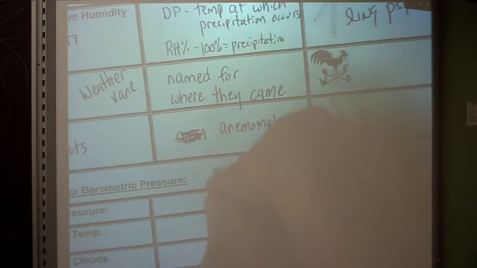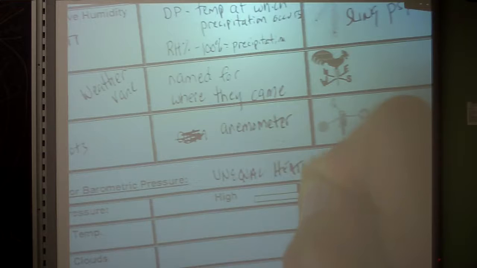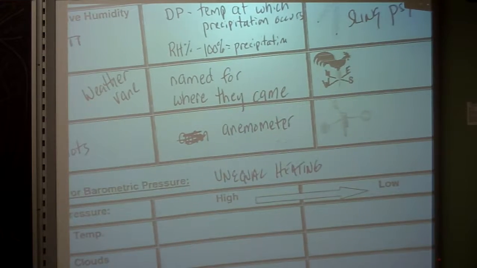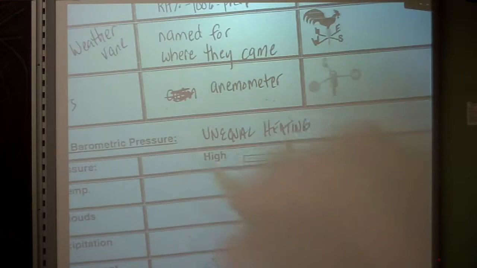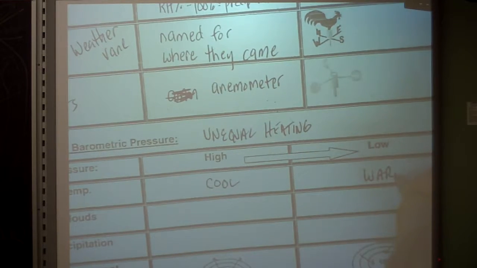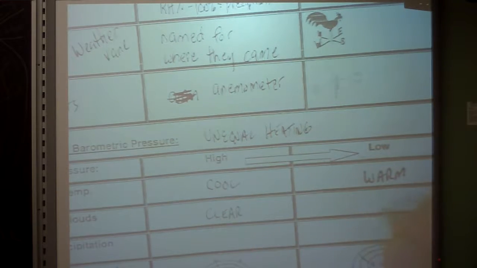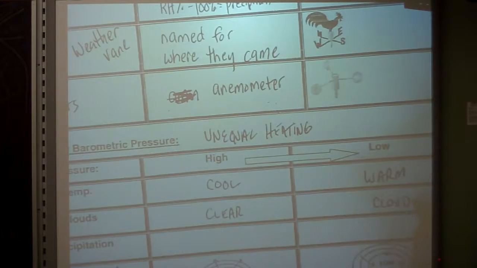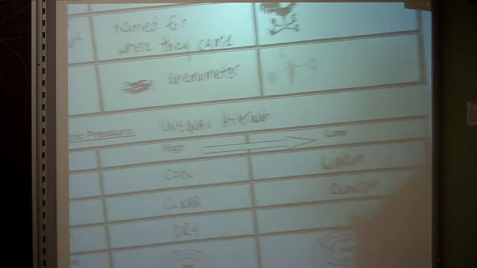Okay, pressure. The reason we have pressure is unequal heating. High pressure is usually cold or cool temperature. Low pressure is usually warm. High is usually clear. Low is usually cloudy. Precipitation: high is usually dry and low is usually humid.